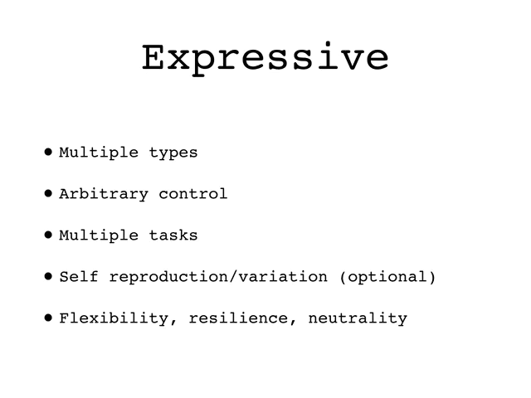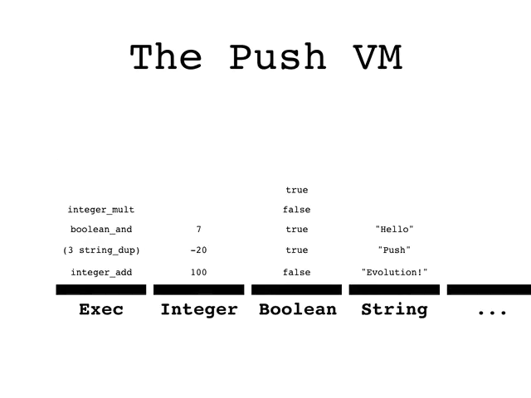Push programs also combine this expressiveness with flexibility and resilience in the sense that many modifications of Push programs, such as added or deleted or reordered instructions, will often have no impact on what the programs do. This supports neutral variation, which may facilitate evolutionary search.